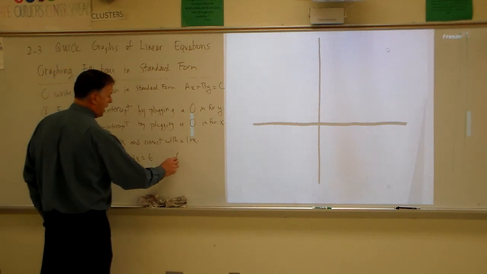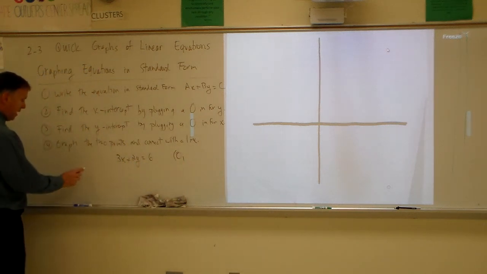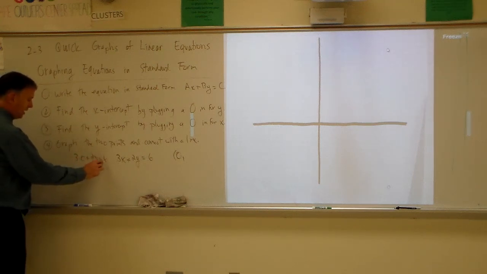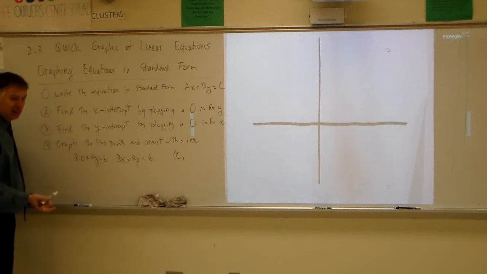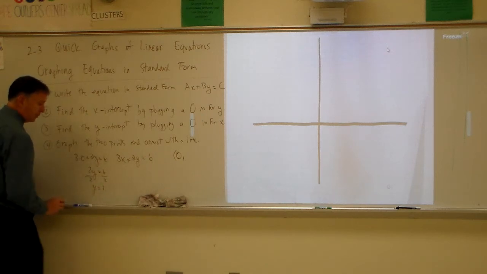So let's find the y-intercept by plugging in a 0 for x. So I would have 3 times 0 plus 2y equals 6. Well, 3 times 0 is 0. So I just get 2y equals 6. Divide by 2, divide by 2, and y equals 3.